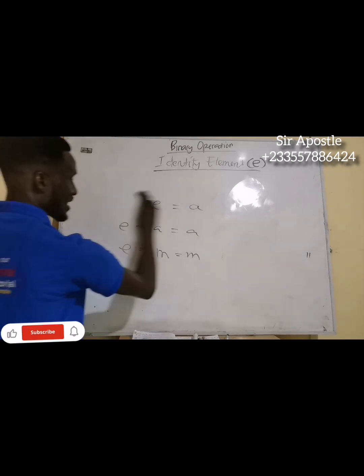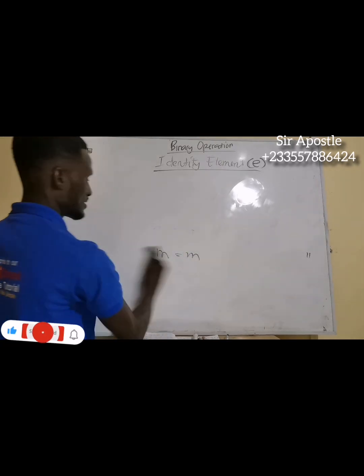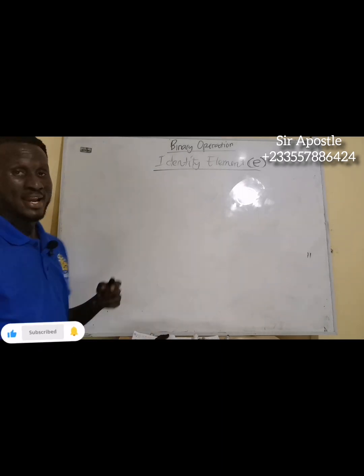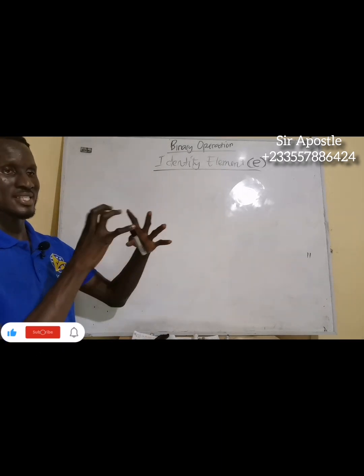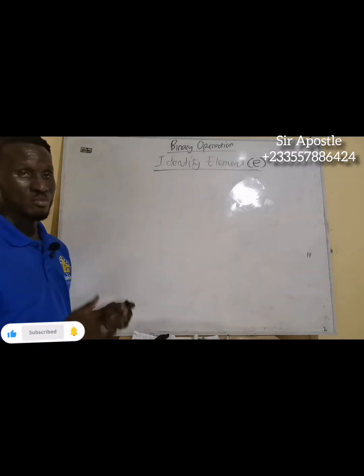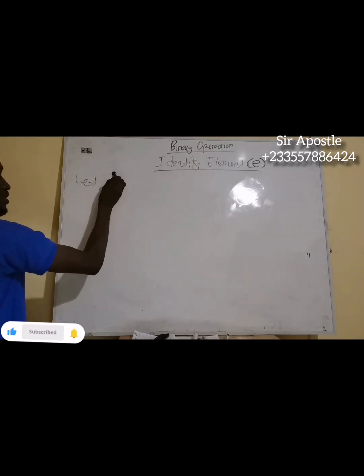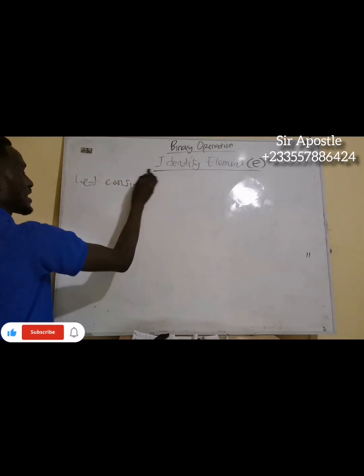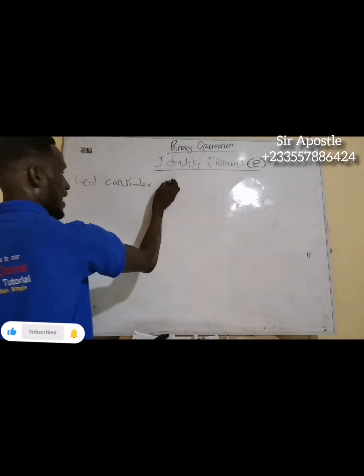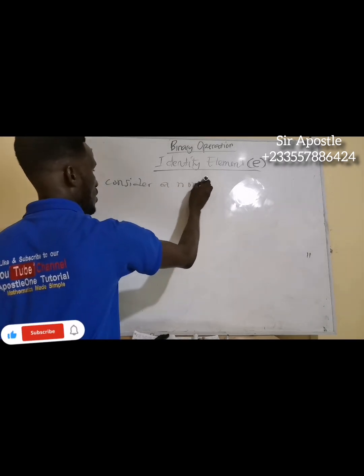Now, when we come to binary operation, let me define the identity. I can define identity in two ways, either in the form of a set or in the form of real numbers. Now, let's consider a non-empty set.